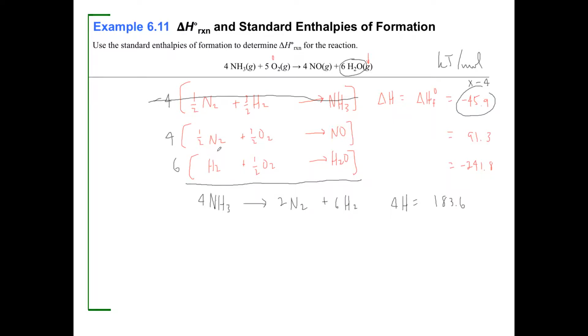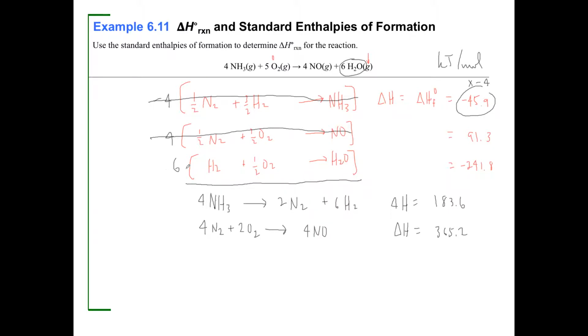Now, what's the next one? 4 times that. Aha, okay, so that's 4 times 1/2, which is 2 and 2, right? 2 O2 gives 4 NO. And so the enthalpy of this reaction is going to be what? 4 times 91.3 is equal to 365.2. Okay, and now we've taken care of that one.